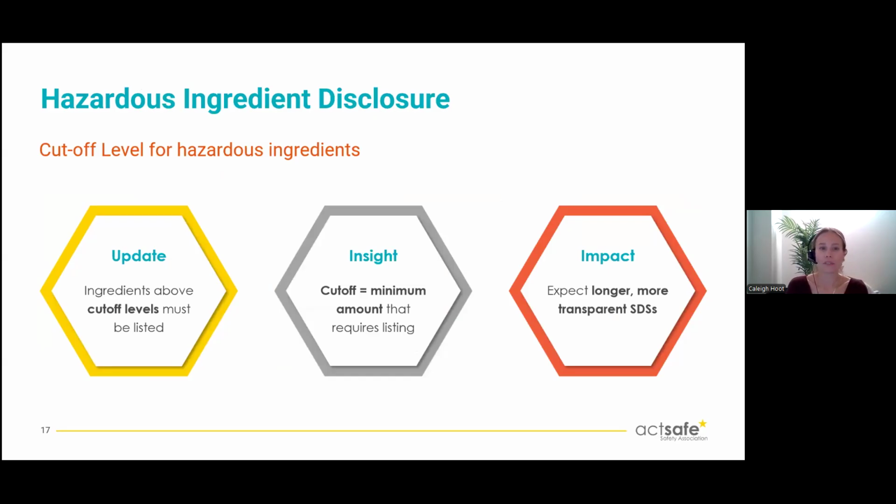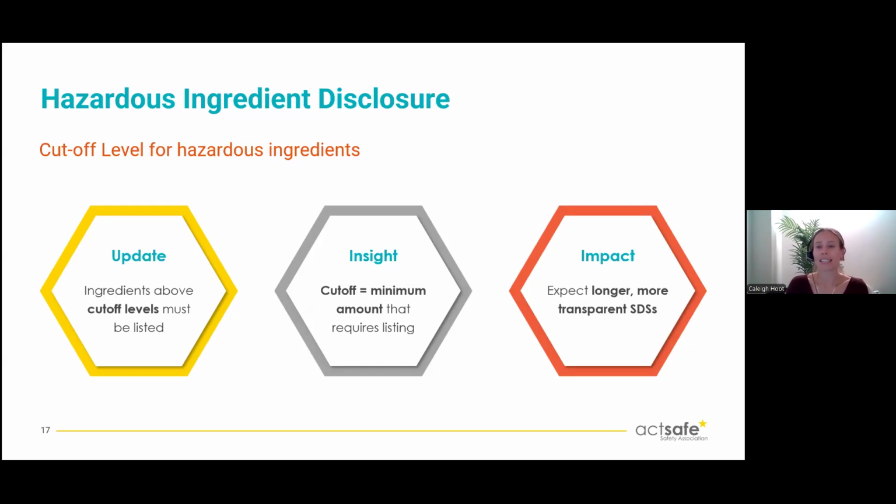Okay, so we have some hazardous ingredient disclosure, and this is our second change here. From now on, all hazardous ingredients that are above their cutoff level must be listed on an SDS, even if they don't directly affect how the product is being classified. A cutoff level, sometimes called a concentration limit, is the minimum amount of hazardous ingredients that must be present in a product before it needs to be listed on your SDS. If the hazardous chemical is above that cutoff level, it now must be disclosed on your SDS. If it's below that level, it's considered too low to pose a significant risk, and it doesn't have to be listed.